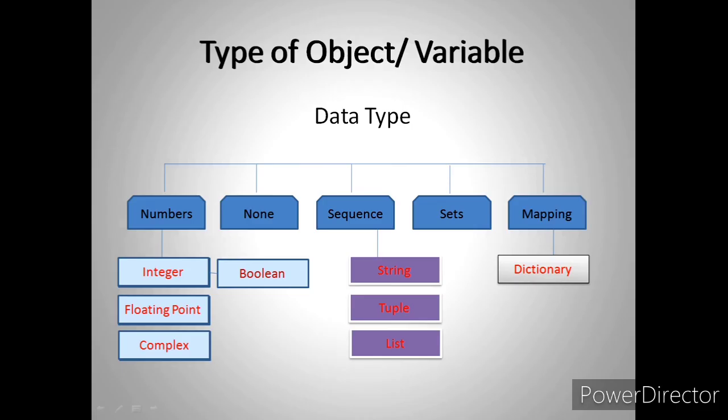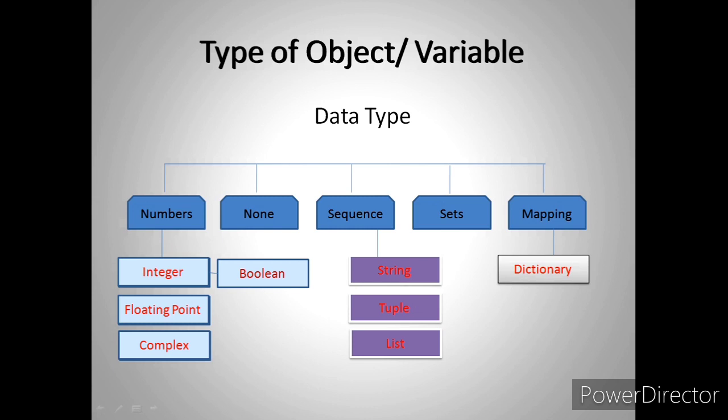Types of objects or variables, that is the data types. We have 5 types of data types. The very first is numbers, then None, then sequence, then sets, then mapping. These are all the data types available in Python. For numbers, we have already discussed that we have integer, and in the integer we had seen boolean, we had floating point, we had complex.